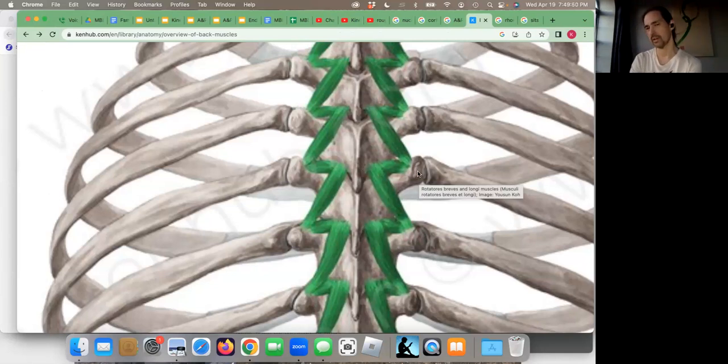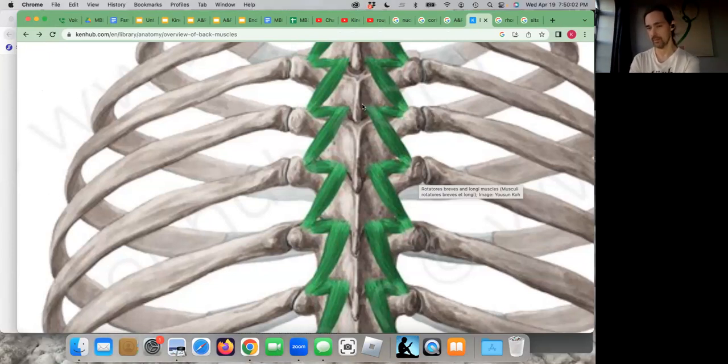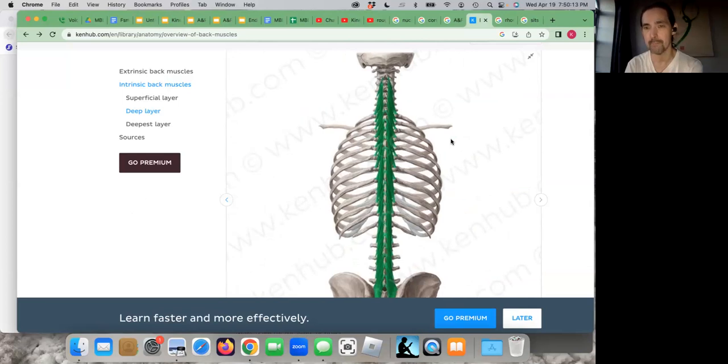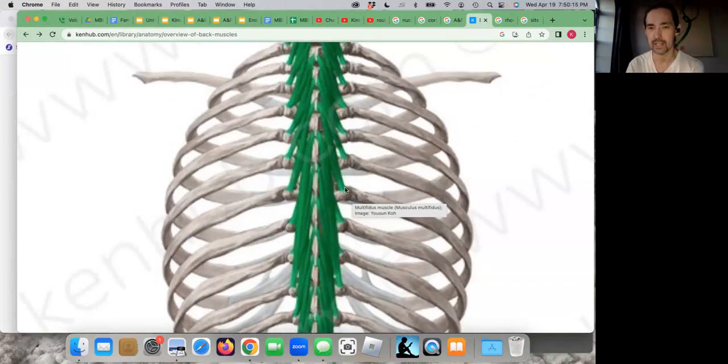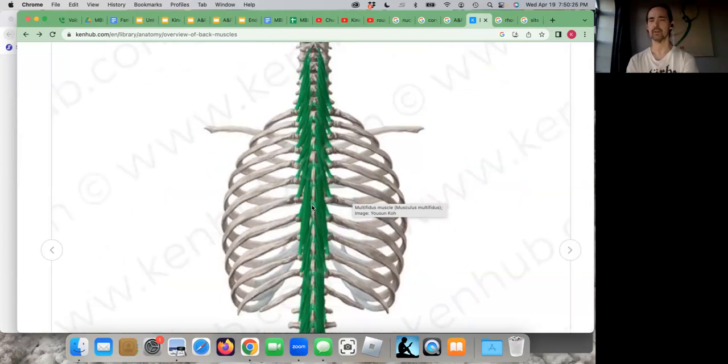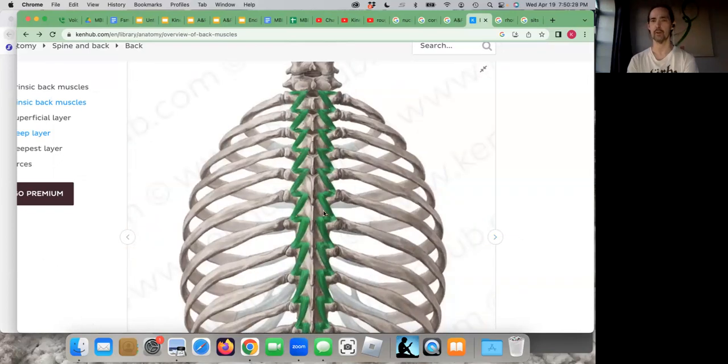So the multifidi and the rotatories attach to the transverse process of one vertebra, and then they attach on or very close to the spinous process. In other words, almost in the middle of the vertebra above it, or two vertebrae above it. The rotatories attach one vertebra above to the vertebra below. The multifidi attach one vertebra above to two vertebrae below, sometimes three vertebrae below, it looks like. The multifidi are longer and the rotatories are shorter.